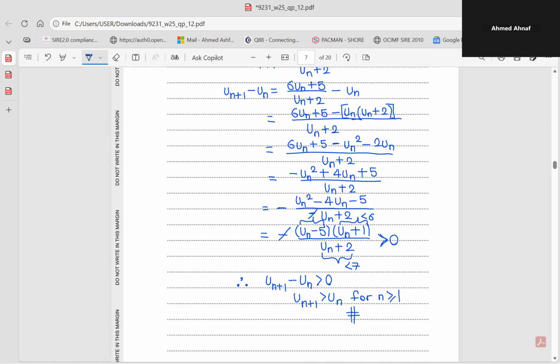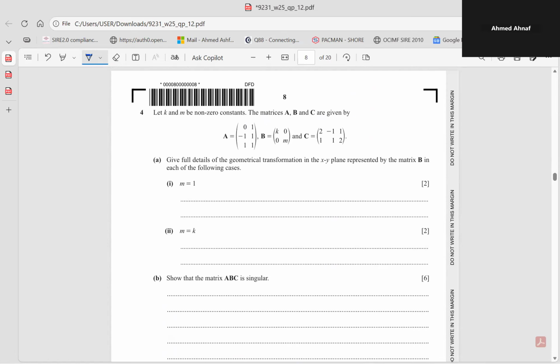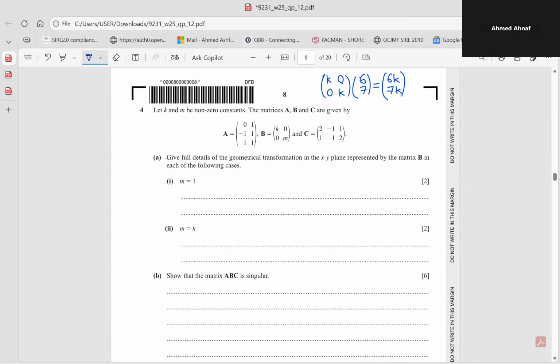So that's the entire question. Let's move on to the next question. Okay, so for this question, we are told to let k and m be non-zero constants, and we're given these three matrices A, B, and C.